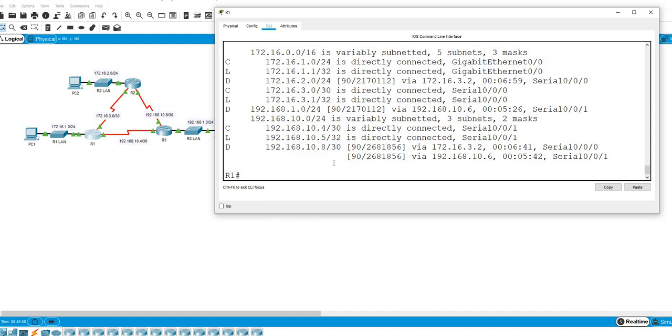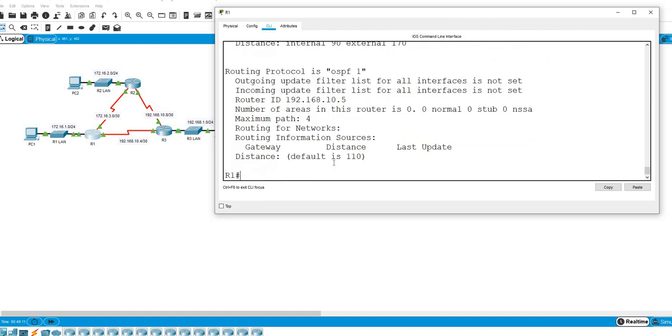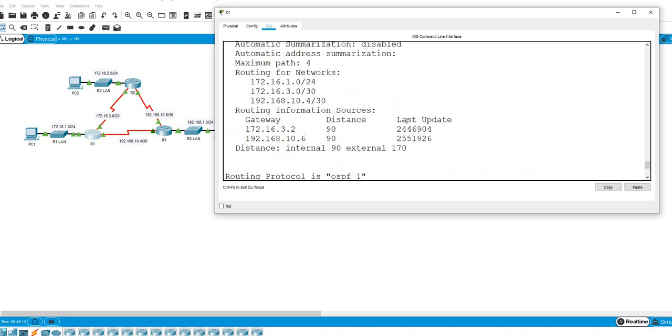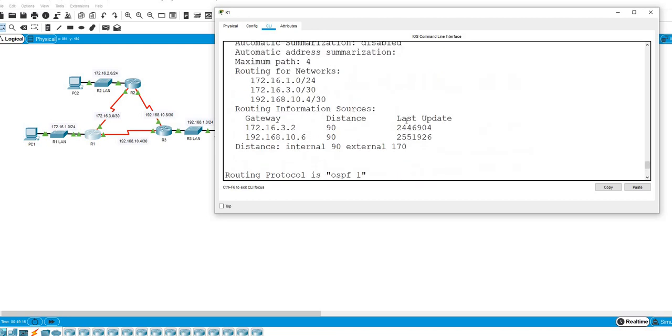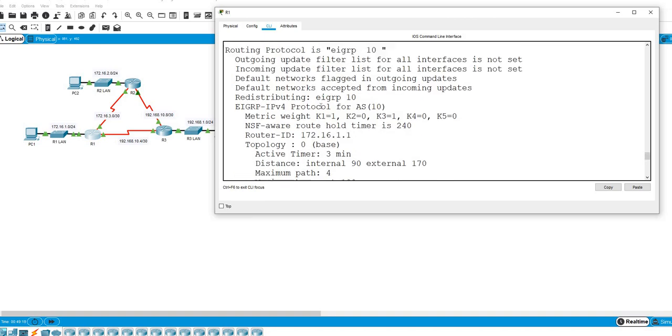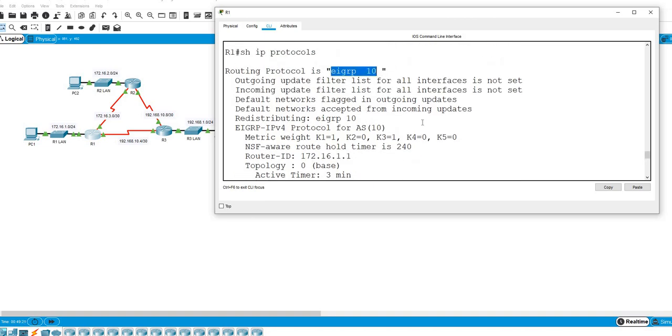Another verification command for EIGRP is show ip protocols. This is not only used for verification but also for troubleshooting purposes. Sometimes what happens is that when we are putting network commands, we might miss some of the directly connected networks. So we can confirm from here. EIGRP 10. Autonomous system number is 10.